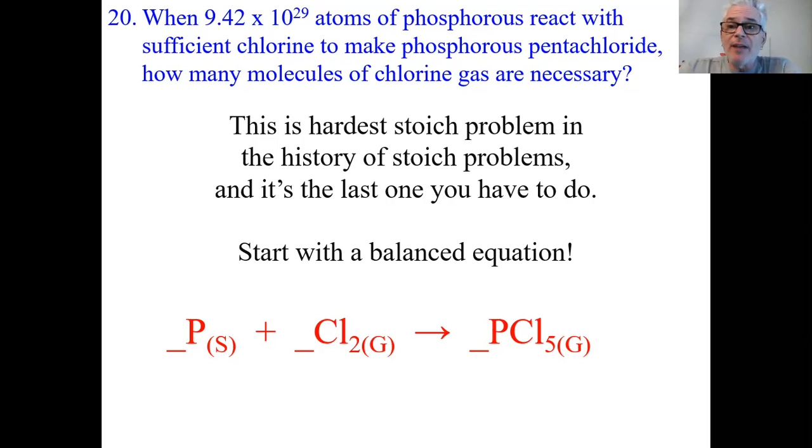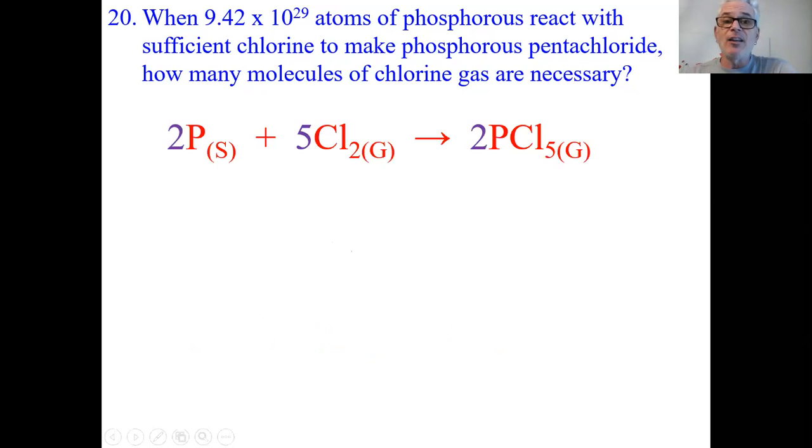Now, first we have to start with a balanced chemical equation. One phosphorus, right? So far, so good. 2 chlorines, 5 chlorines. That's even and odd. The odd one needs to be doubled, so we have to make a 2PCl5. That means we have to have 2 P's in the front, and we have to have 5 chlorines, and look what we got. Nice balanced equation right here. 2 phosphoruses and 5 chlorines makes 2 phosphorus pentachlorides.